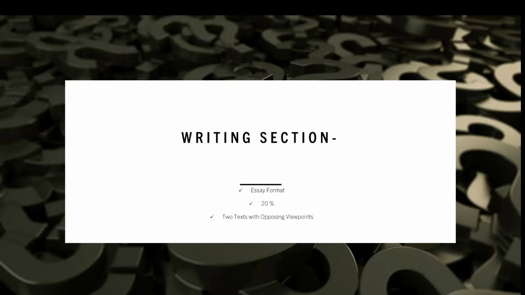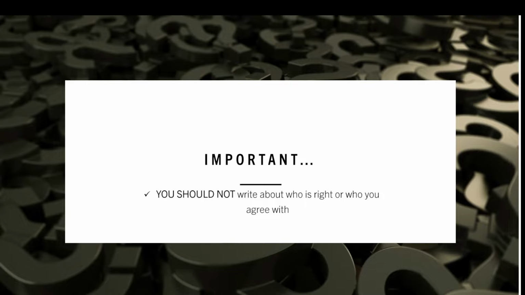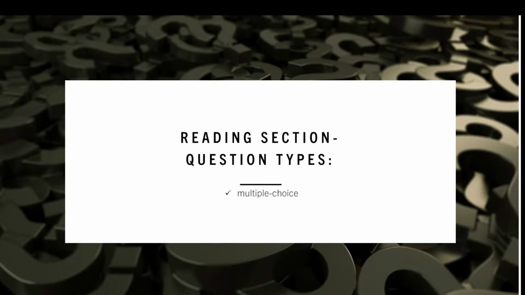You'll be given two texts with opposing viewpoints. Your job is to write an essay within 45 minutes, arguing which text is better supported by evidence. Question formats can vary, including multiple choice, drag and drop, select an area, and drop-down questions. Each serves to assess different aspects of your reading and writing capabilities.